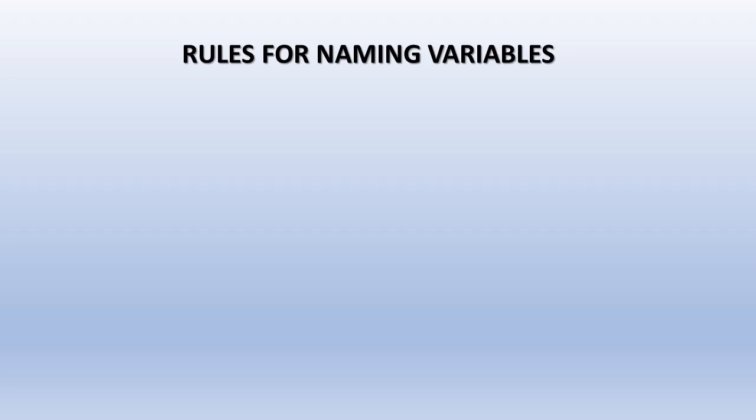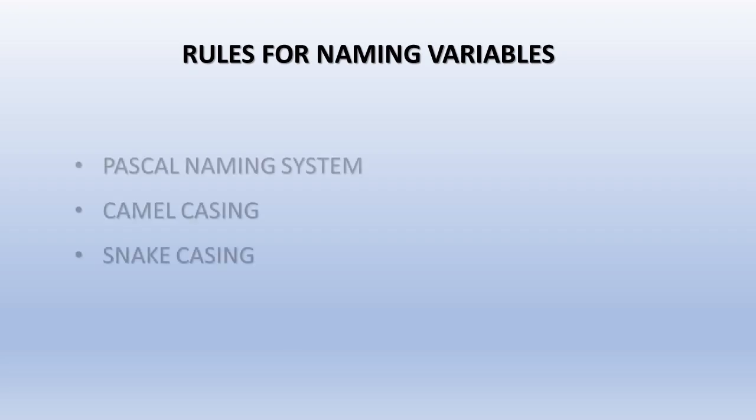In this video, we are going to learn rules for naming variables. There are basically three rules for naming variables: the Pascal naming system, the camel casing, and the snake casing. Apart from this, we're going to see ASCII code, what ASCII codes are and how they work. Let's get started.